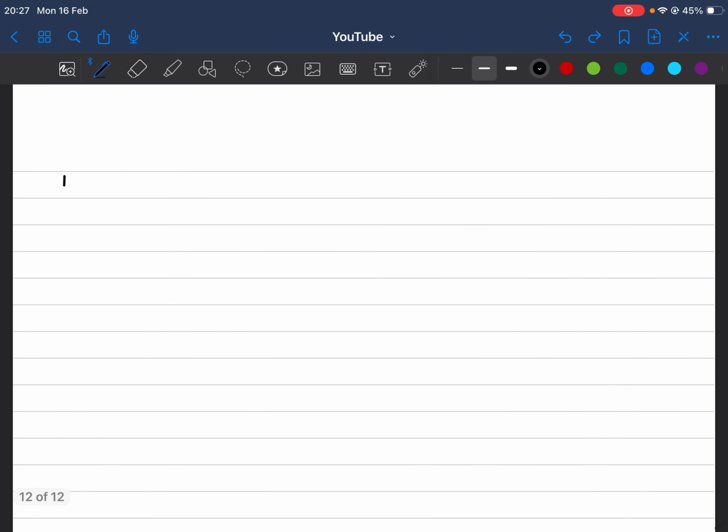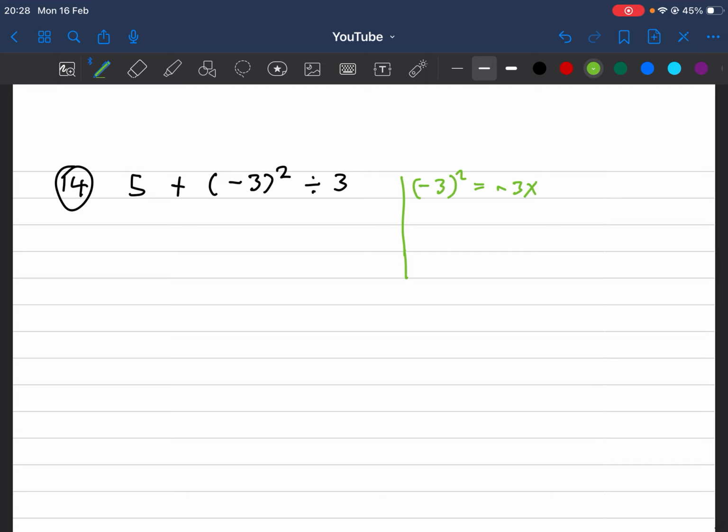So with this one, number 14, we're adding a few more things into our mix now. Remember, it's no change. We're doing the same thing over and over and over until we master our structure. Alright, now let's start with the working. The first thing we realize is, okay, there's a bracket to do. We're going to do that. So negative 3 squared. I'm doing my working out here: negative 3 times negative 3, and that's going to give me a positive 9.